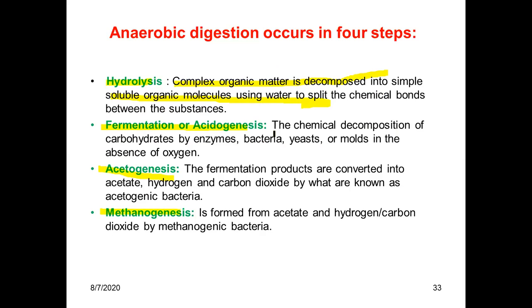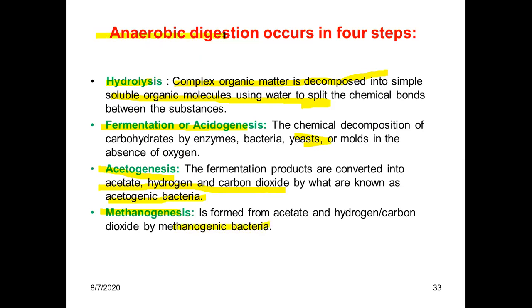Then fermentation, the chemical decomposition of carbohydrates by enzyme, bacteria, yeast or molds in the absence of oxygen. Then acidogenesis, the fermentation products are converted into acetate, hydrogen and carbon dioxide by what are known as acidogenic bacteria. Then the last step is methanogenesis, done by methanogenic bacteria.